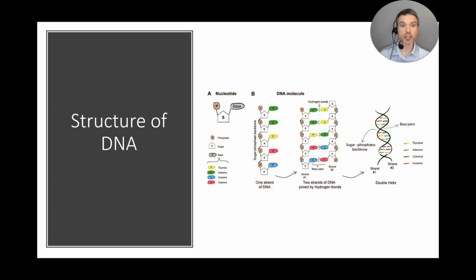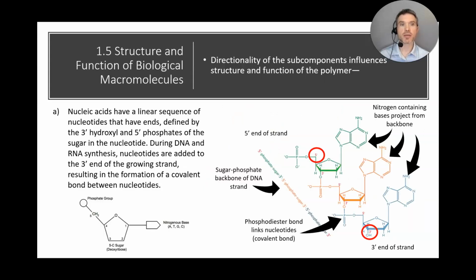DNA is actually two separate nucleotide strands. These strands come together and they are held together by hydrogen bonds. So the hydrogen bonds are the things that link the two strands together, and the linking occurs in the bases. Directionality of the subcomponents influences the structure and function of the polymer. Nucleic acids have a linear sequence of nucleotides that have ends defined by the 3' hydroxyl and the 5' phosphates.